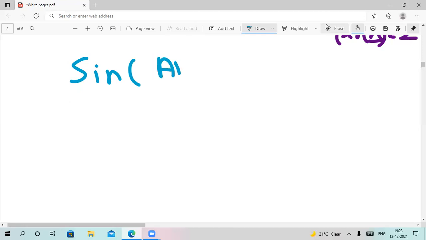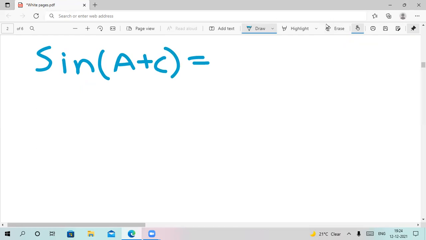I will now solve this question, or try my best to. First, I will solve for the cosine B value. It has been given to us that sine of A plus C is equal to 8 times sine square of B divided by 2. I need to find the value of cos B.